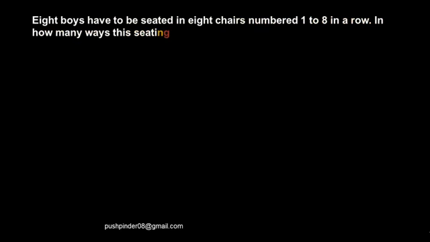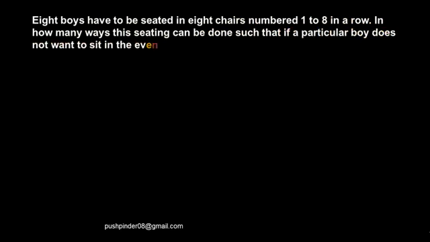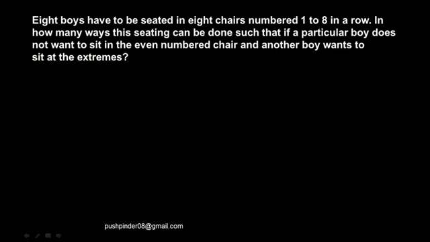Fine. Okay. Now let's see another question. 8 boys have to be seated in 8 chairs numbered 1 to 8 in a row. In how many ways can the seating be done such that a particular boy does not want to sit on an even numbered chair and another boy wants to sit at the extremes? If you see carefully, first of all you have to decide whether the cases are colliding or not. Let's see, these are the 8 chairs.